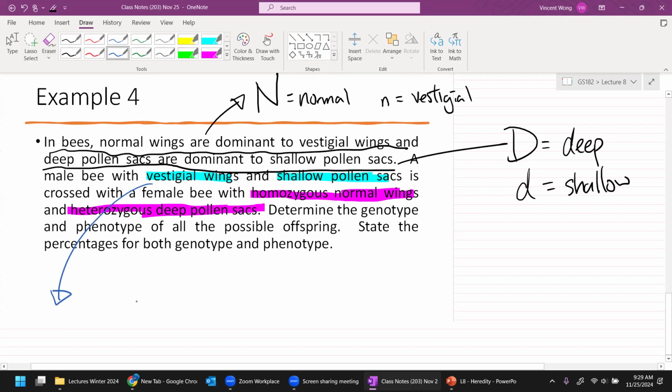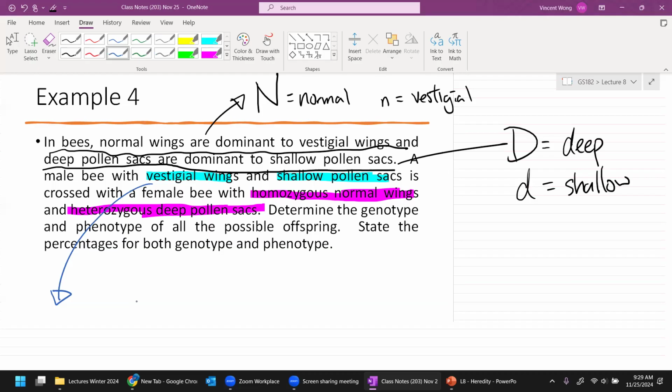How come I don't tell you whether the wings are homozygous or heterozygous for the male? How come I just say vestigial wings and I don't tell you whether it's homozygous or heterozygous? How are you supposed to know? How do you know? That's right. Vestigial is recessive.